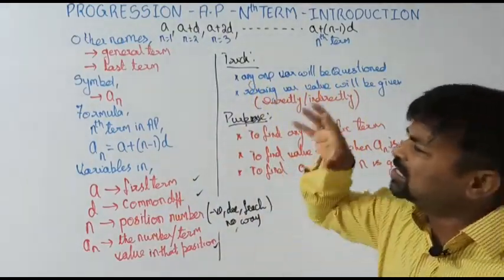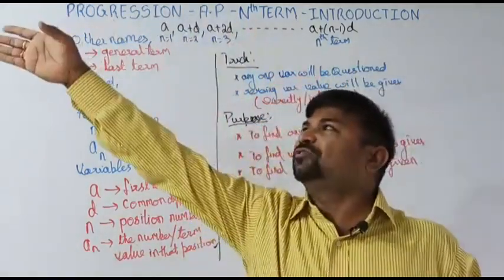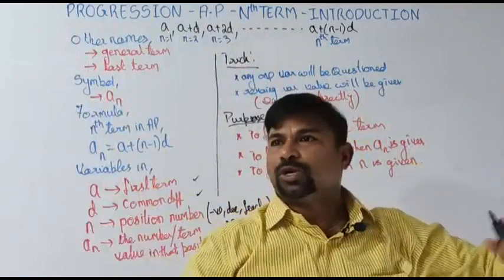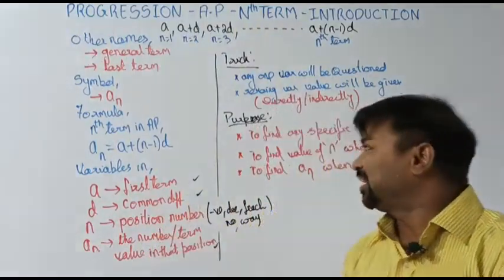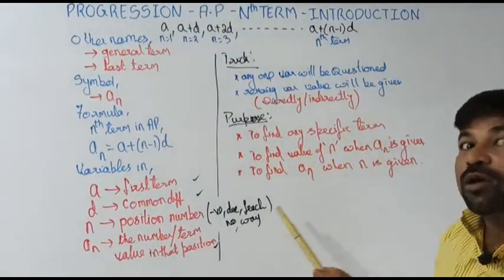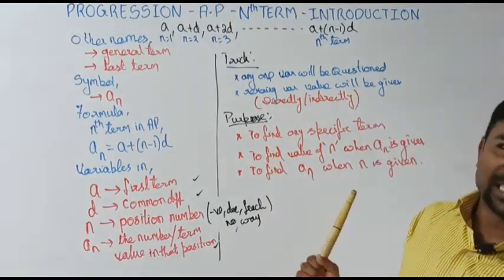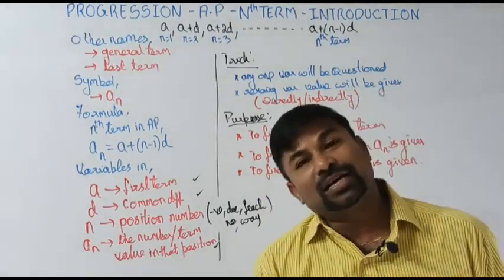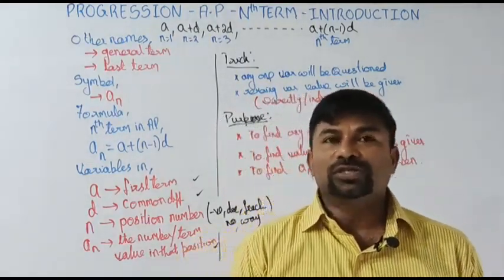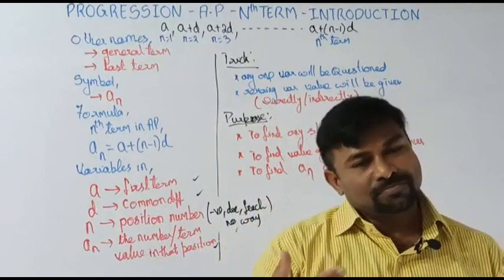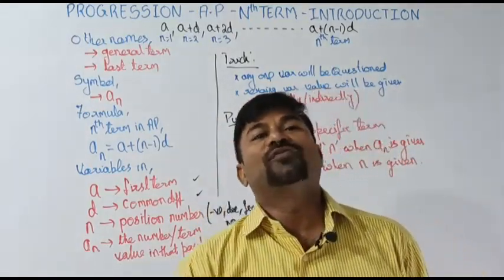The next one, what is the purpose of this formula? Mainly to find any specific term. Find the 21st term, find the last term, find some term he'll be asking. That is the first way. And the second way is to find the value of n when an is given, and to find an when n is given to you. So this is the general way we are going to introduce with the help of examples. I will come back to you in the next video. Hope you are able to understand the introduction of the nth term formula.